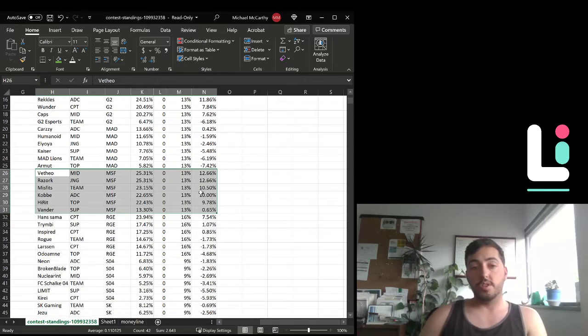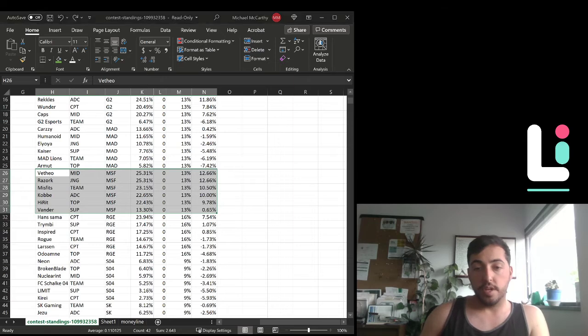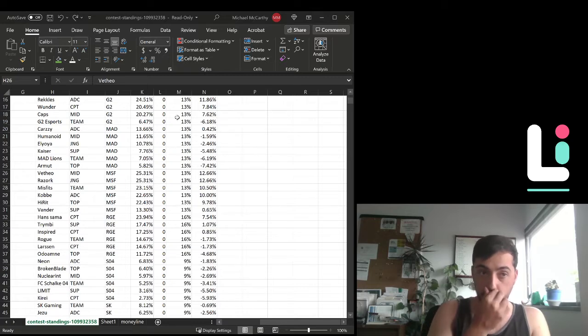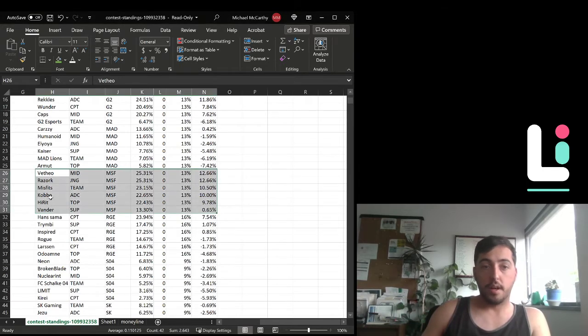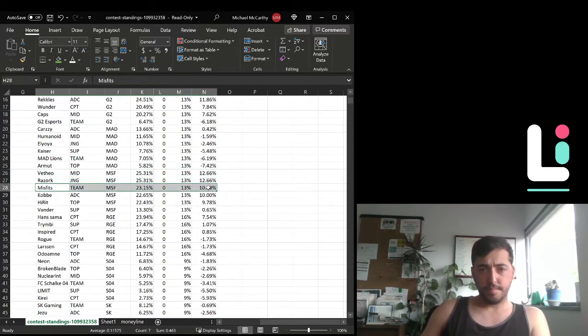The other reason why this could be inflated is because of the salary. So Misfits is priced much lower than most of the other favorites. XL is the only one that's a lower priced favorite. And Kabe is very, very cheap. So I thought that Kabe was going to be a very popular play. He's about 10% over-owned. Vetio, who's had more flashier plays, is even more highly owned. Razork is even more highly owned.